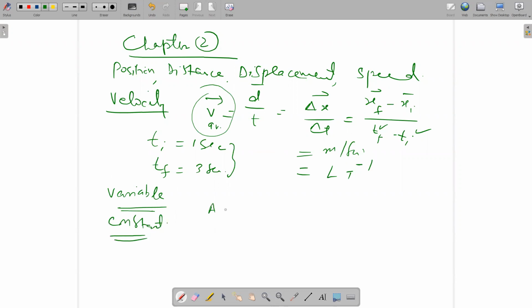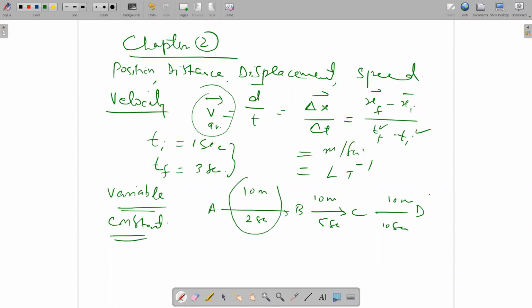So if a body is moving from A to B, then B to C, then C to D, suppose the distance is 10 meter, 10 meter, and 10 meter. Here it takes a time of 2 seconds, then 5 seconds, then 10 seconds. So what is the velocity here? 10 divided by 2 is 5 meter per second. 10 divided by 5 is 2 meter per second. 10 divided by 10 is 1 meter per second.